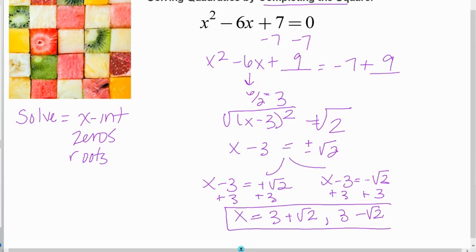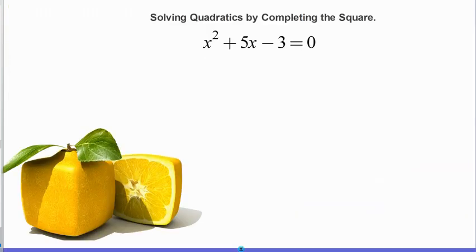These are your two answers where this function crosses the x-axis. I'm going to have to do one more example. It's a little tougher. All right. So the reason this one's a little tougher is because 5 isn't a nice even number that divides in half. So we're going to get a fraction, and that's okay.